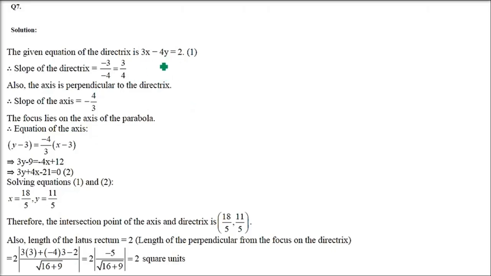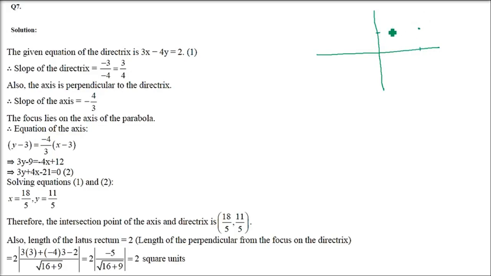So the equation of the directrix is given as 3x minus 4y equals 2. So what will be the slope? Let me show you what is the scenario. Whenever we are discussing a parabola, you see here, it's not being given. Let us assume that this focus is 3, 3. So it will be here only, 3, 3.